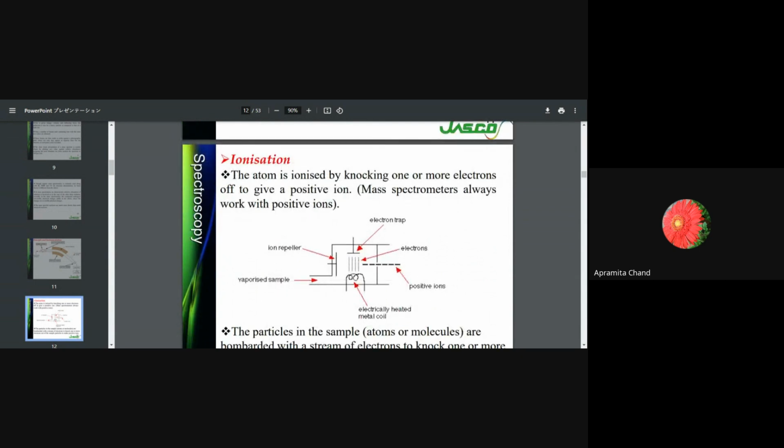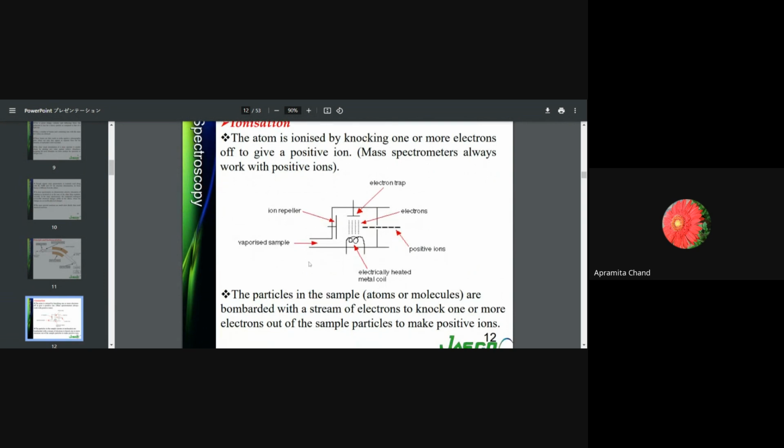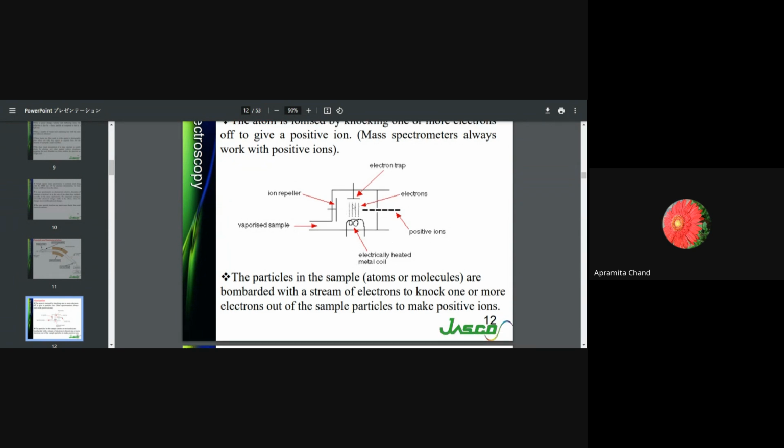So again we are going to talk about this in detail. So what happens in the ionization process? The atom is ionized by knocking one or more electrons off to give a positive ion. Ions here will always be positive. So this is how the ionization chamber is set up. As the vaporized sample comes in, there is an ion repeller. There's an electron trap. The electrons will be here, and finally when it comes out, it will come out as a positive ion. Here the electrons will be trapped.